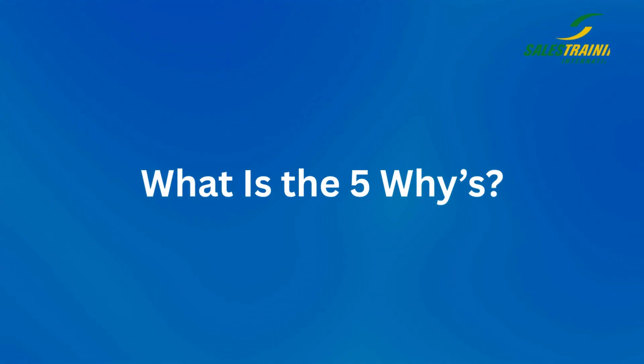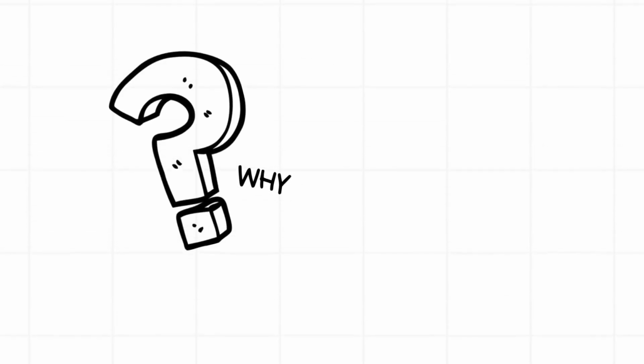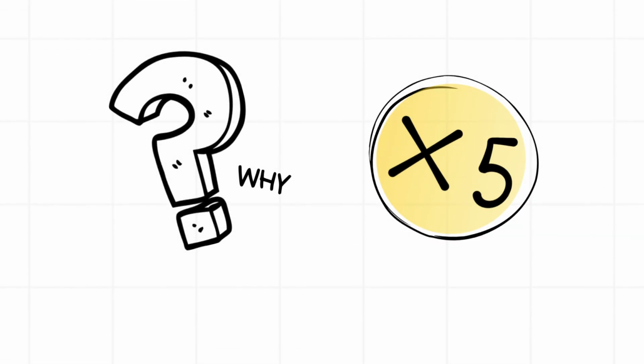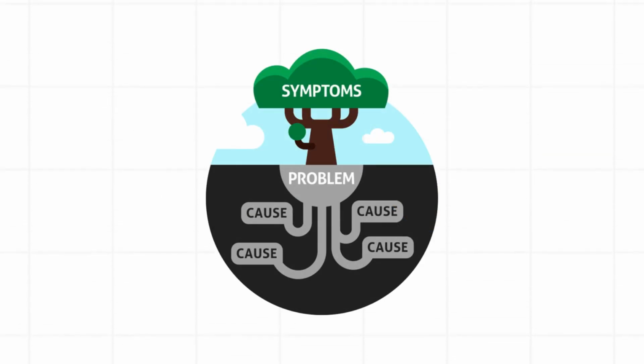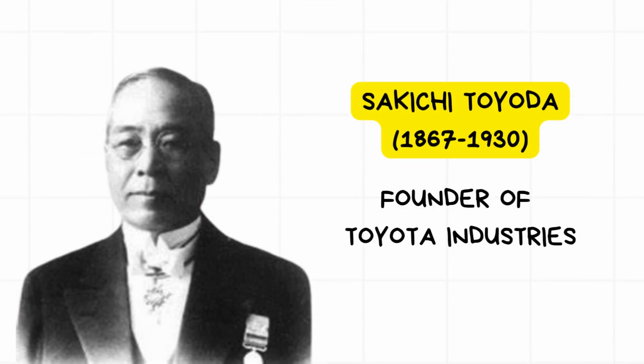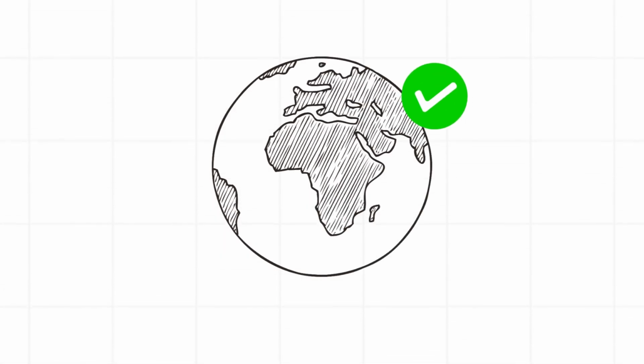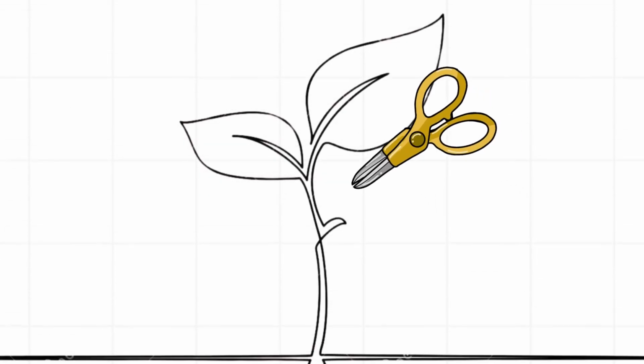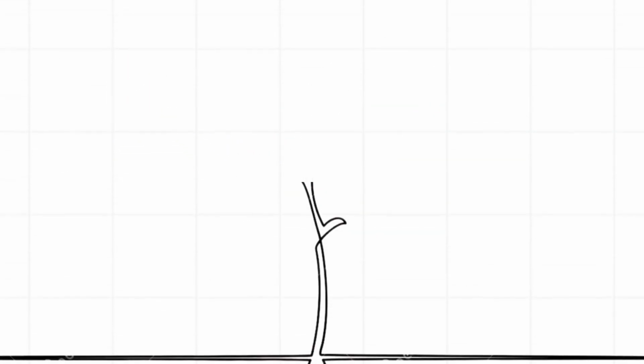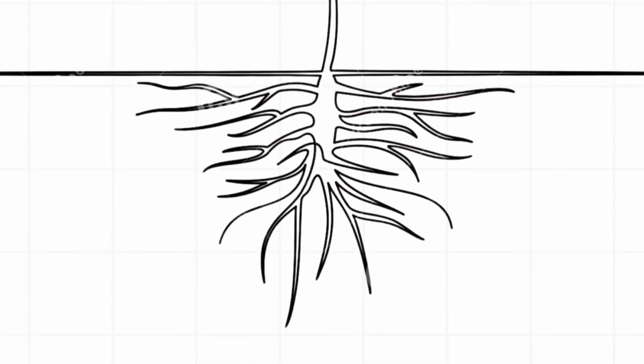So, what is the 5 whys? 5 whys is exactly what it sounds like. You ask why 5 times to get to the root cause of any problem. It was developed by Toyota's founder and is still used by companies worldwide today for solving problems. Think of problems like weeds. You can keep cutting the top, but unless you pull out the roots, they keep growing back. The 5 whys help you find those roots.